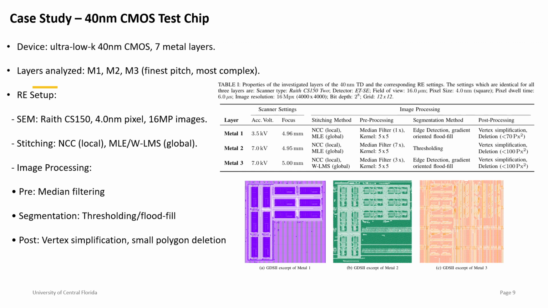To validate VITAL, the authors tested it on a 14nm CMOS chip with 7 metal layers. They focused on the first 3 layers, M1, M2, and M3, since they are the most dense and error prone. The reverse engineering process involved 4nm resolution SEM images, image stitching, and segmentation. Despite imperfections in delayering and noise, the framework performed consistently.